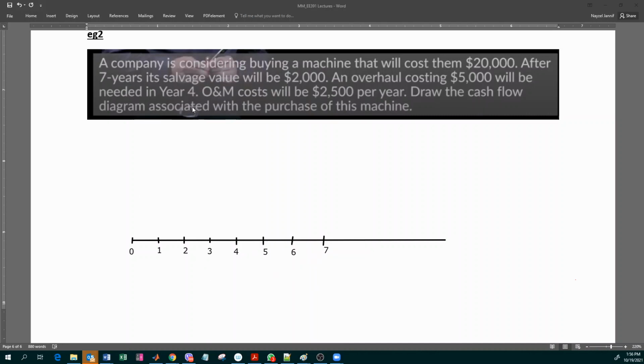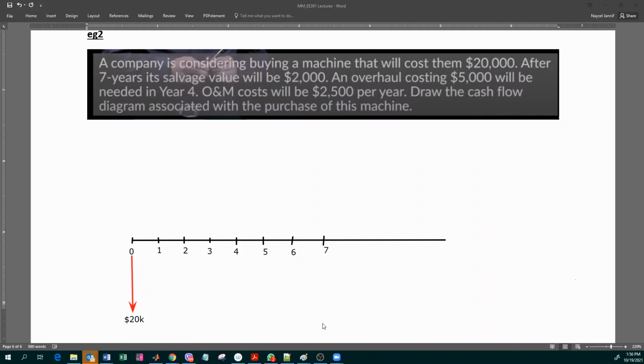Now let's look at the next sentence. It is considering buying a machine that will cost them how much? 20,000, right? So 20,000 downwards.